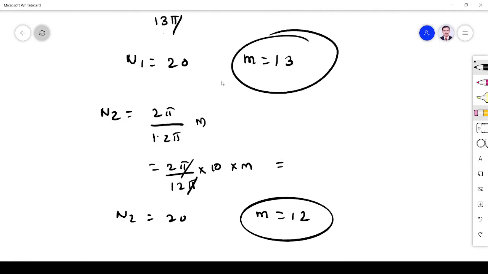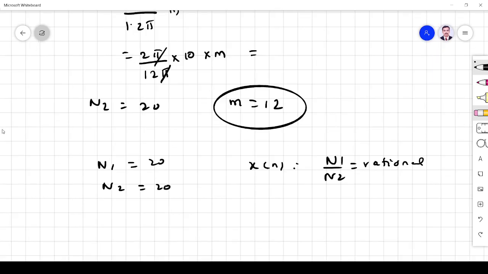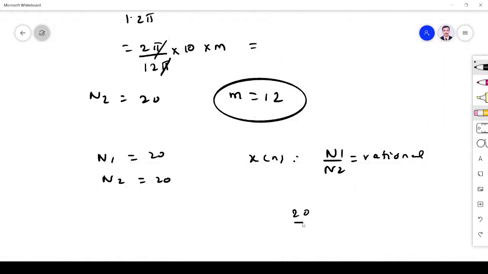Okay, fine. So what is N1? N1 is 20, N2 is 20. x of n is periodic when N1 by N2 is rational. That is the condition that we know for any combination signal to be periodic. So N1 is 20, N2 is 20. 20 by 20 is 1, that is a ratio of integers. So it is rational. So x of n is periodic.